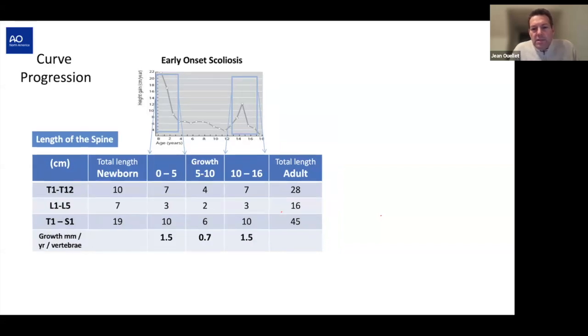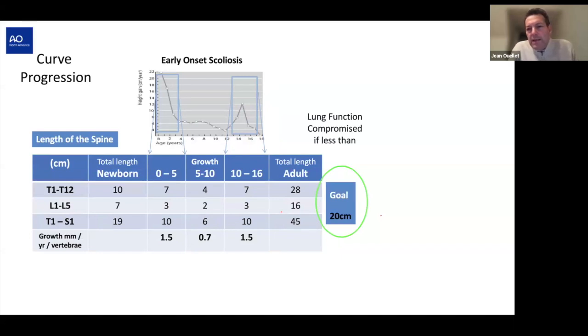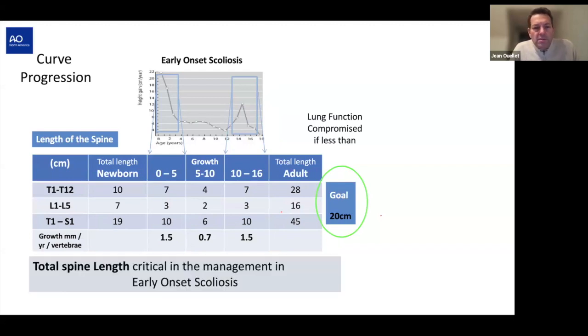And as we know, the goal for maximizing lung function is to try to maintain that spinal length, which is roughly about 20 centimeters. So obviously, if you're intervening at any point, you're inhibiting that growth, so knowing where you're at and how much growth is left obviously dictates how you're going to want to manage these children with early onset scoliosis.